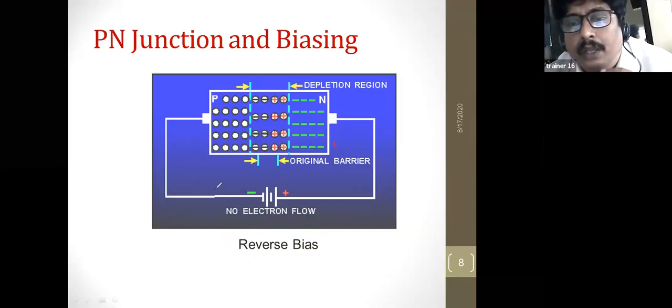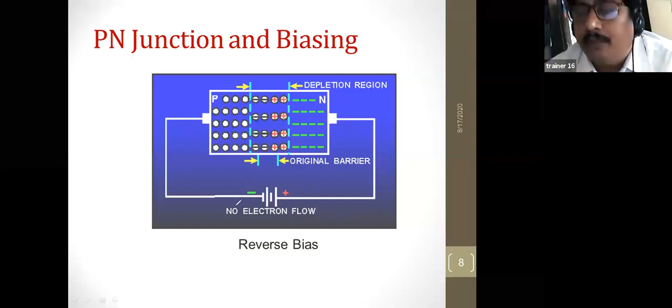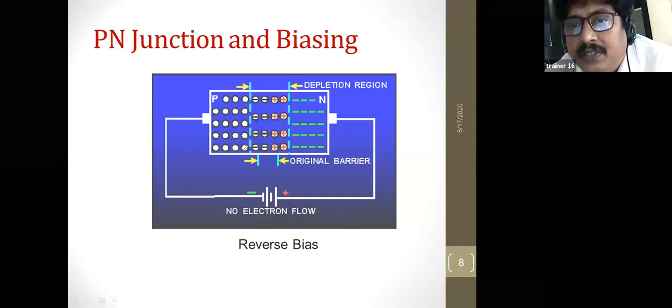See here. In the previous case, P type is connected to the positive terminal and N type is connected to the negative terminal. But now here the change is that the negative terminal is connected to the P type and the positive terminal is connected to the N type. Don't get confused, right? If you place the junction as N and P, whatever terminals we have to place as it is before. Otherwise, you can change anyway.